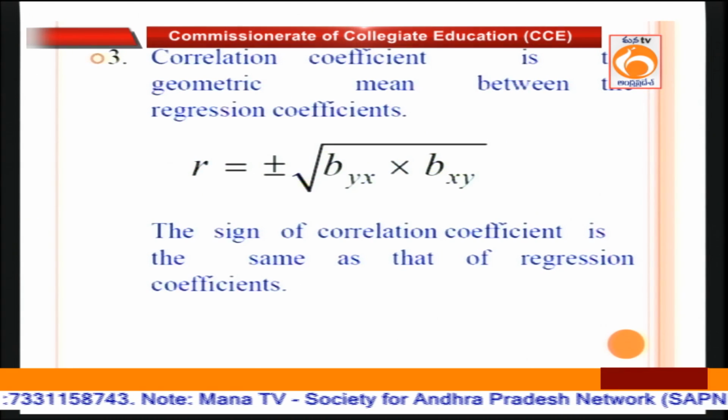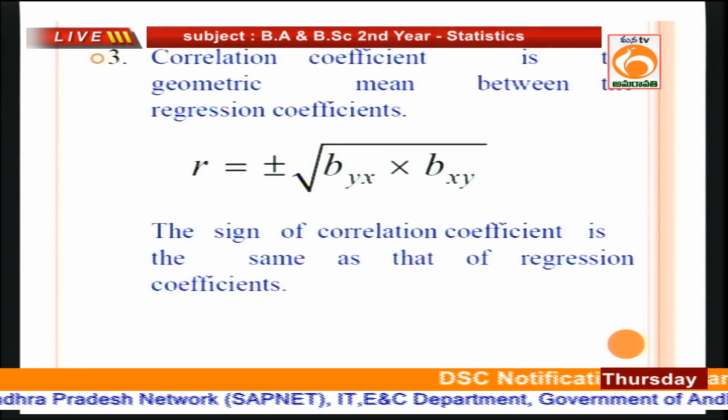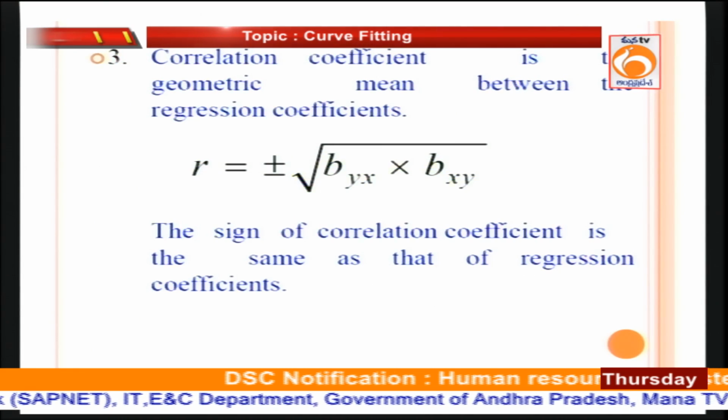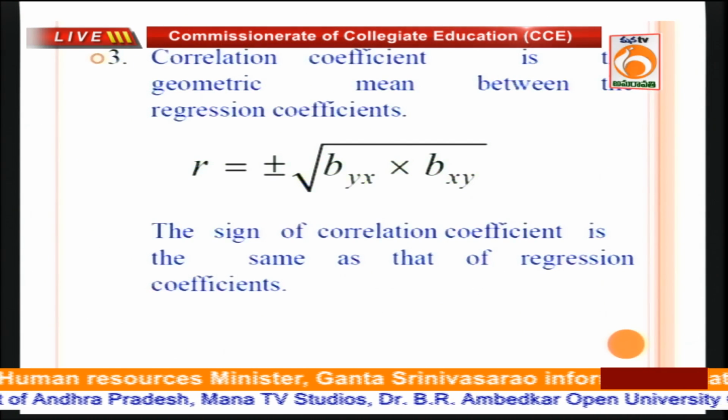The sign of the correlation coefficient is the same as that of the regression coefficients. If both regression coefficients are positive, the correlation is positive. If both are negative, the correlation is negative. If one is positive and the other is negative, the correlation does not exist. This is to be remembered: the sign of the correlation coefficient is the same as that of the regression coefficients.